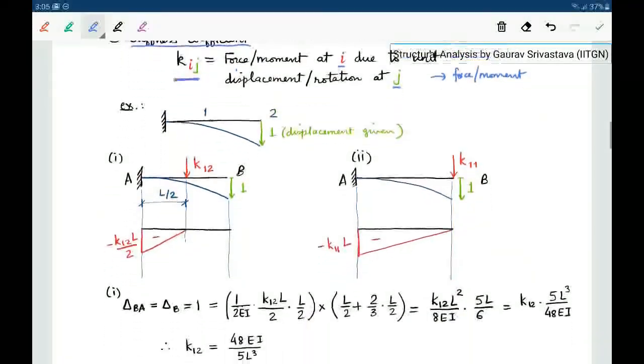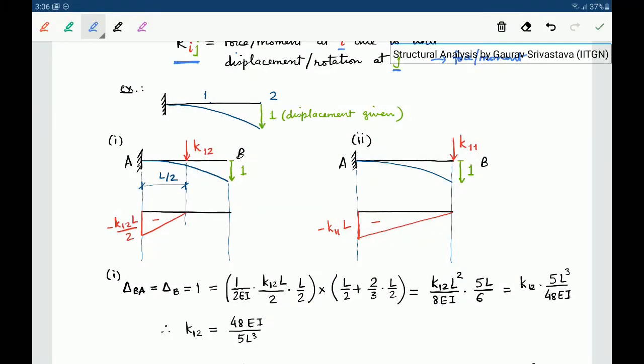Okay, so let's look at a quick example. Let's say this is a cantilever beam which is given, and there are two coordinates 1 and 2. The coordinate 1 is at the mid span and coordinate 2 is at the end of the span, and we give a unit displacement at coordinate 2. Okay, so this is the given displacement. Now the force which will be required at coordinate 1 to induce this unit displacement at coordinate 2, that will be K12. Okay, so that will be the stiffness coefficient K12.